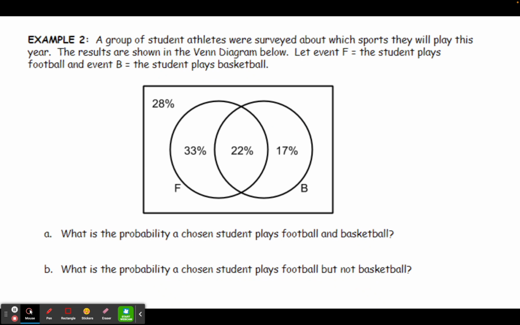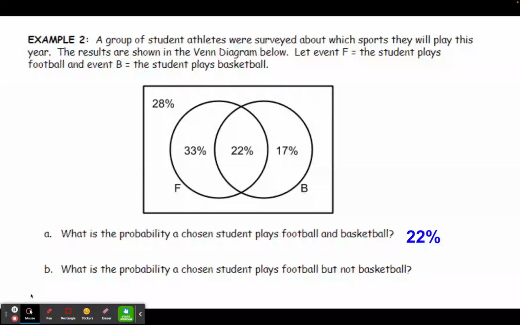Let's look at example 2 where we have a Venn diagram already given. Here we have a group of student athletes that were surveyed about which sport they're going to play this year. F represents students playing football, B represents students playing basketball. Notice that all four of those regions are already labeled, and the four percentages should total 100%. Letter A says, what's the probability that a chosen student plays football and basketball? When you see and you're working with Venn diagrams, and means they play both, and that's the overlapping region in the middle. So that would, of course, be the 22%.